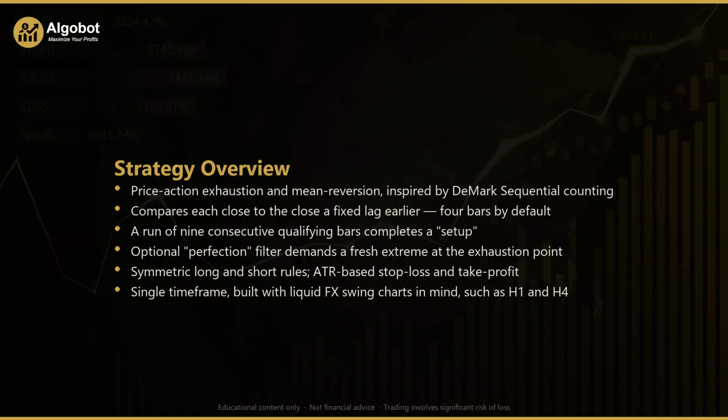a sell setup. On top of the raw count sits an optional refinement borrowed from Tom DeMark called perfection. It asks the market to press to a fresh extreme right at the end of the count, confirming the move truly exhausted itself before we consider a reversal. The signal is symmetric. It has distinct, mirror image rules for both long and short trades. Risk is handled with the average true range, so stops and targets automatically scale to current volatility.